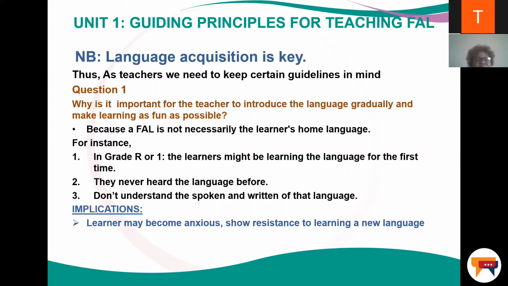Now, what are the implications when you teach this language? Learners may become anxious, show resistance to learning a new language. So it's very important for you as the teacher to remember that language acquisition is key here.